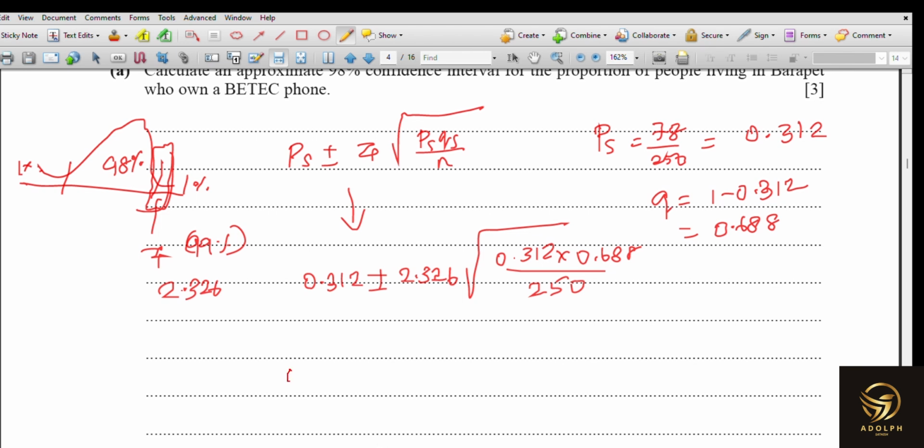The lower limit calculated value that I'm getting here is 0.244. So 0.244 is less than or equal to PS, less than or equal to the maximum value, which I'm getting as 0.380. It's a rounded value for three significant figures. You can also write that the proportion PS will vary from 0.244 to 0.38. Anything is fine.